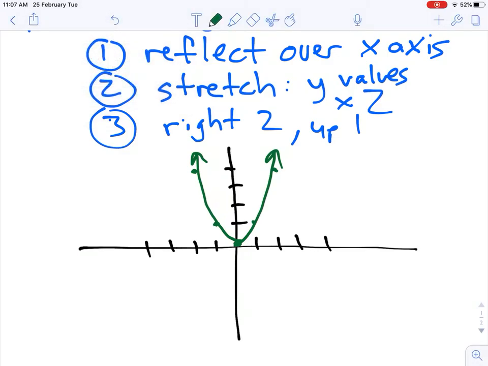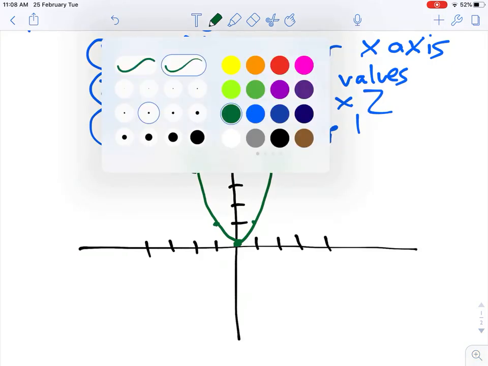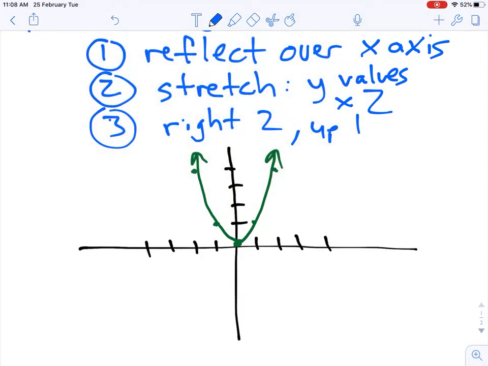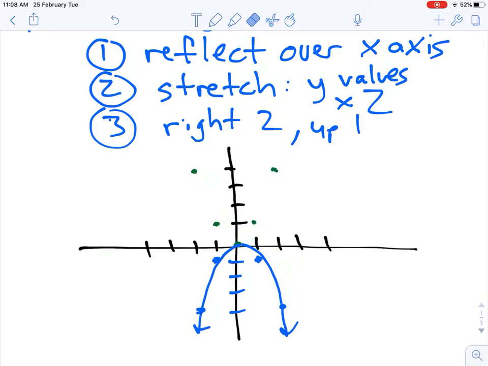And now the first thing we're going to do is flip this around and go over the x-axis. So that's going to look something like this. All the points just go across the x-axis. And so now we get a parabola that's opening upside down. I'm going to go ahead and erase this green one since I don't need that anymore.